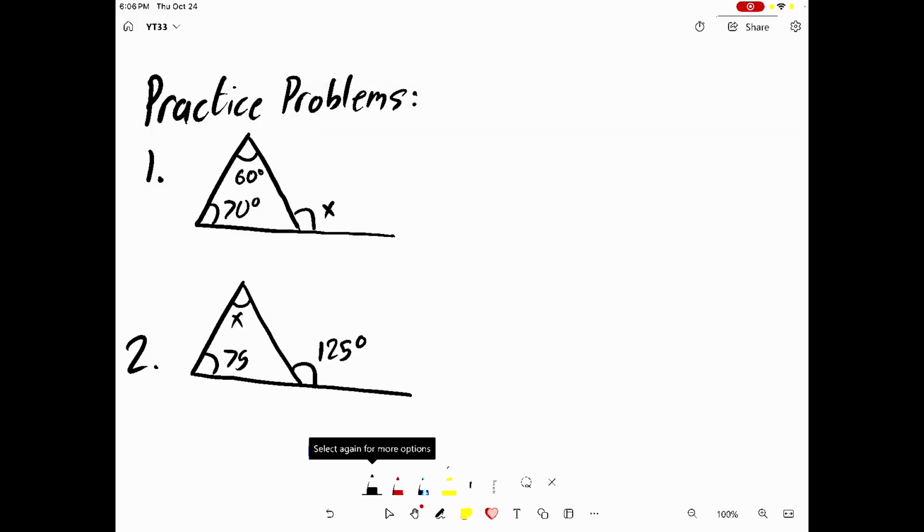Of course, none of the videos would be complete without me assigning you some practice problems. Luckily for you, instead of making it like the last one where you have to solve for the different angles, this time it's just x and we have to solve for one angle. So if you look at the figures, you can solve for x.